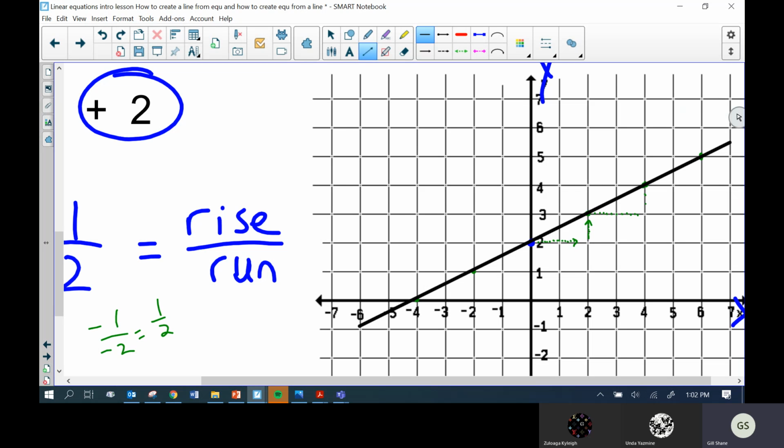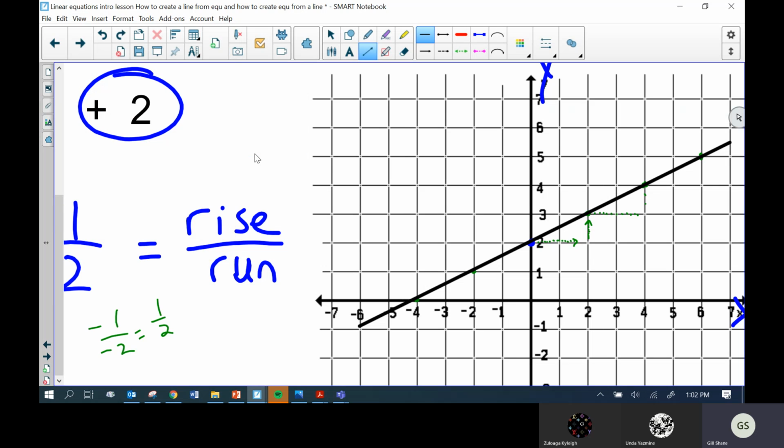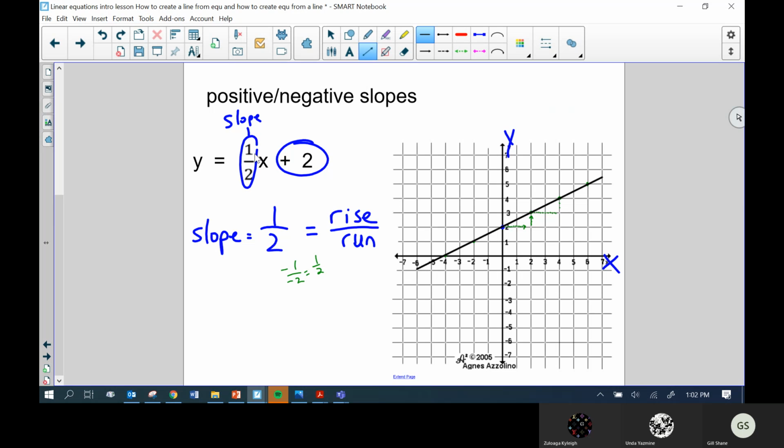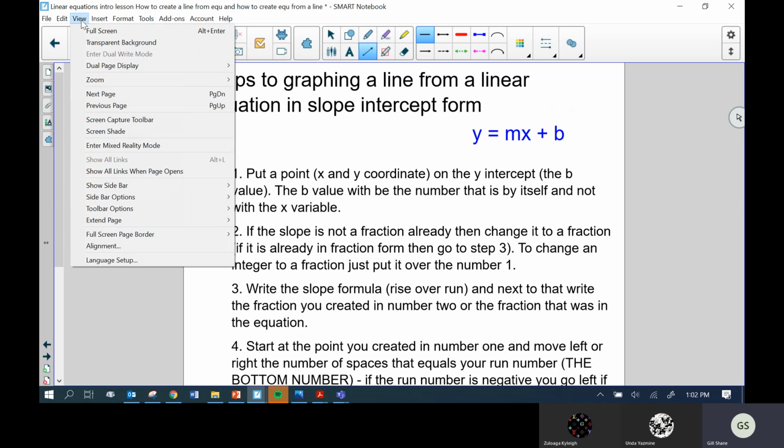Let me do one more for you, and then you'll start the worksheet. You're only going to do one on the worksheet, and then I'll come back and show you something else. All right, so think about, you don't have graph paper, so I'm not going to make you graph it. This is the whole process right here, all in one page.